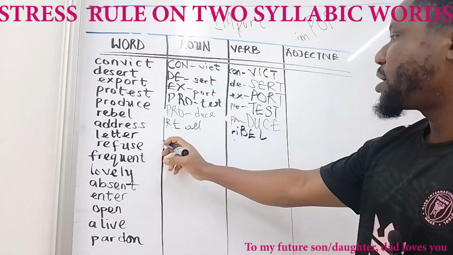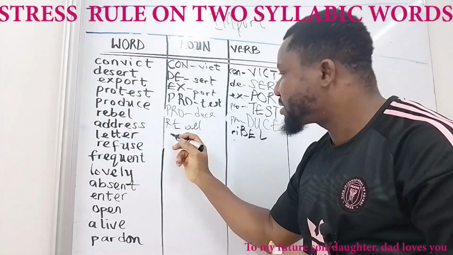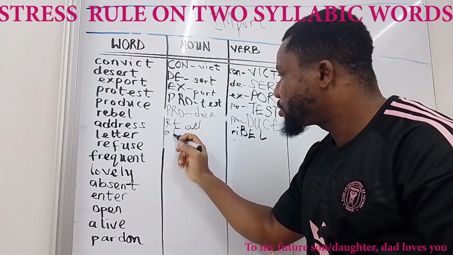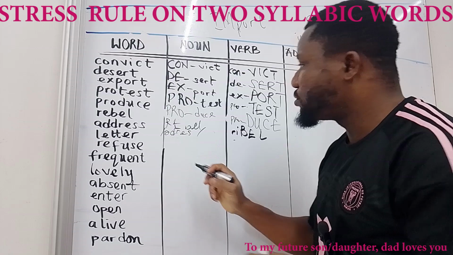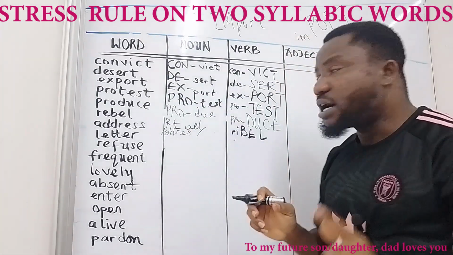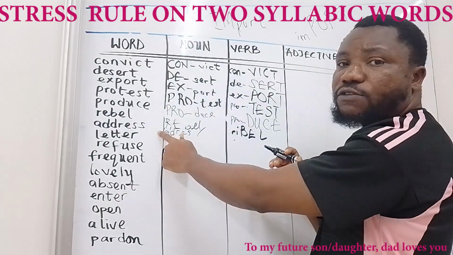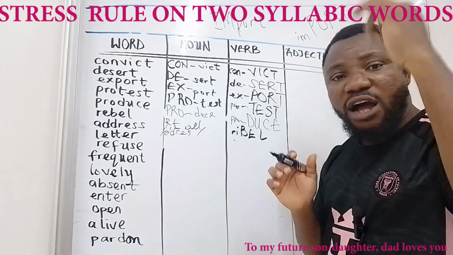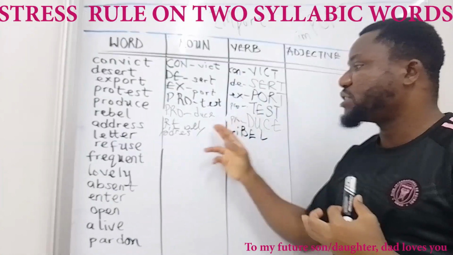So let's look at the word address. In British English, the first sound is the schwa sound. So everything is address, with the stress on the second syllable. But in American English, the stress is on the first syllable. But because we teach British English, we don't care about the stress being on the first syllable.